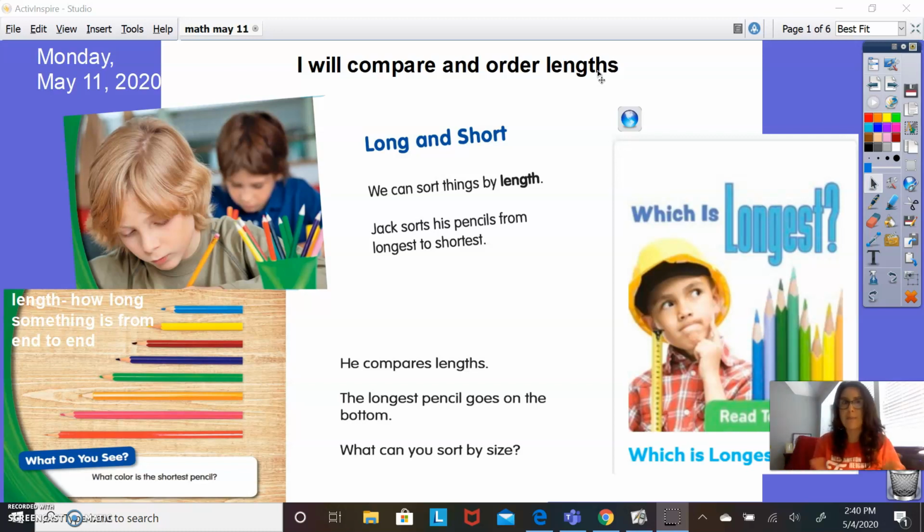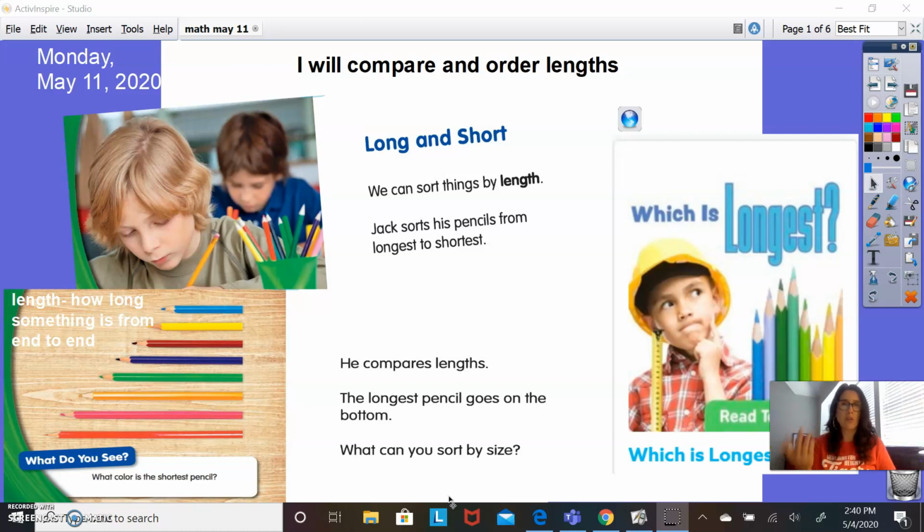Before we do that, let's go ahead and talk about two words, long and short. And we also want to talk about length. So let's read the definition of length. Length: how long something is from end to end. So if I have this pencil here, I am talking about from this end to this end, how long it is from end to end.